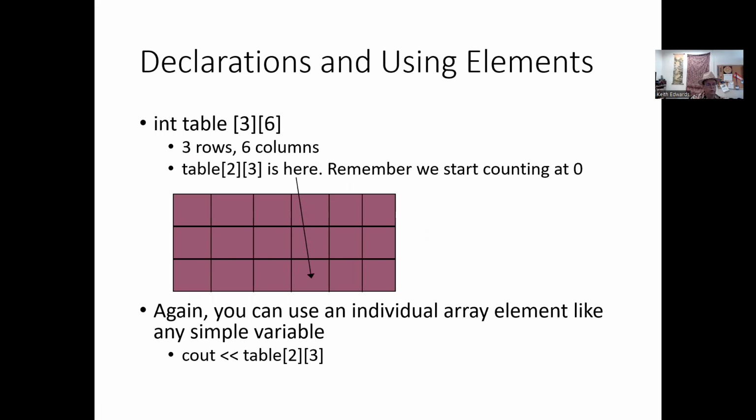So table[2][3] is going to be 0, 1, 2 going down, and then 0, 1, 2, 3 going over. So that would look like the third row, fourth element, but it's actually table[2][3]. And basically, in terms of declaring them, you give the 2 dimensions inside the square brackets. And you can use an individual element of that array like any simple variable. So, for example, we could output that particular value. Again, the first dimension is the number of rows. The second dimension is the number of columns. And the important thing to remember is that the indexing starts at 0.